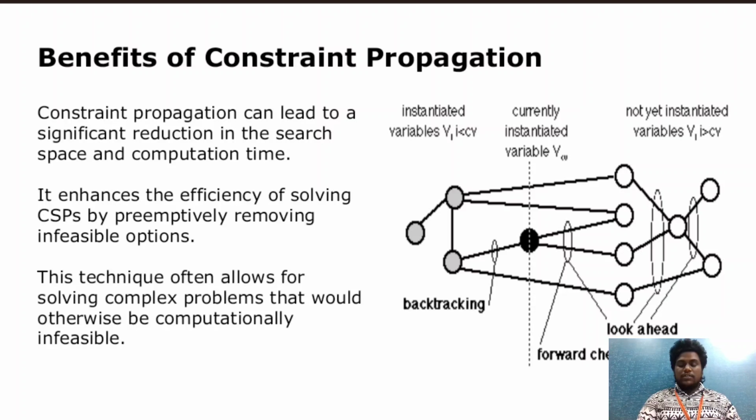Instantiated variables V1 to Vi, currently instantiated variables, and not yet instantiated variables Vi+1 to Vn. Backtracking, forward checking, look ahead. This is the diagram of constraint propagation.